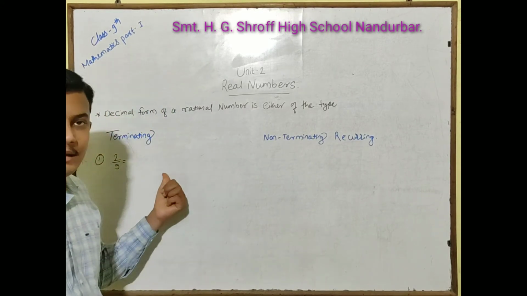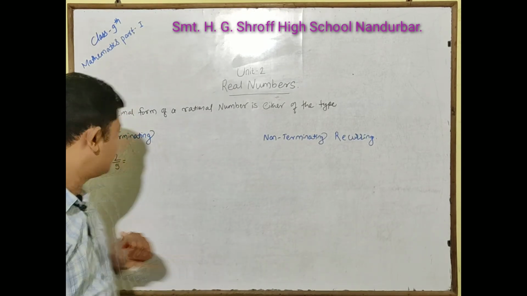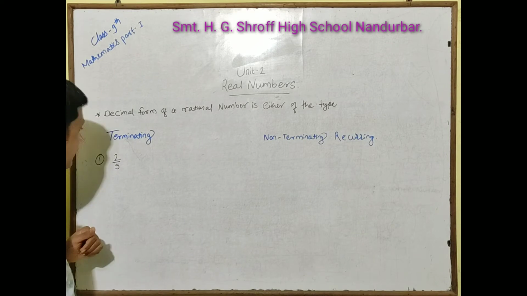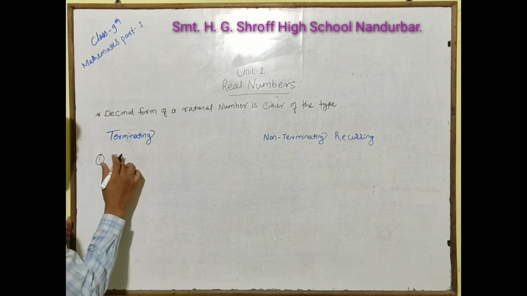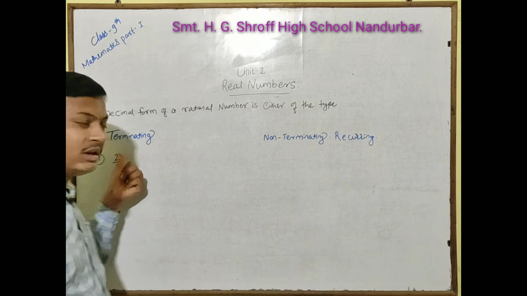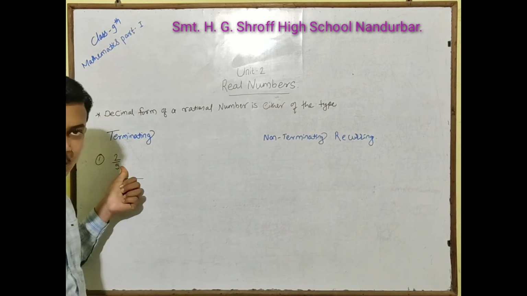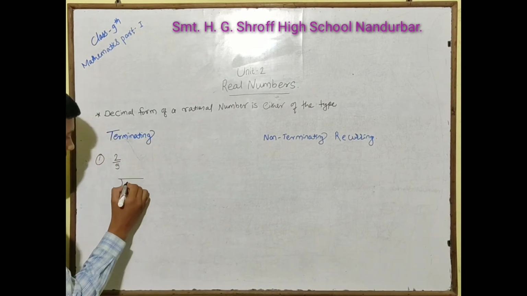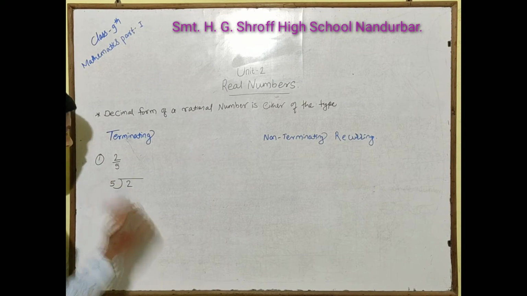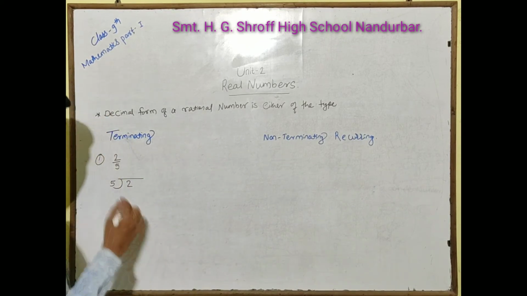That is, it is a rational number. Now we have to take its decimal form. So first of all, the number in the numerator is the dividend, and the number at the denominator is the divisor. Now you have to do the usual division.